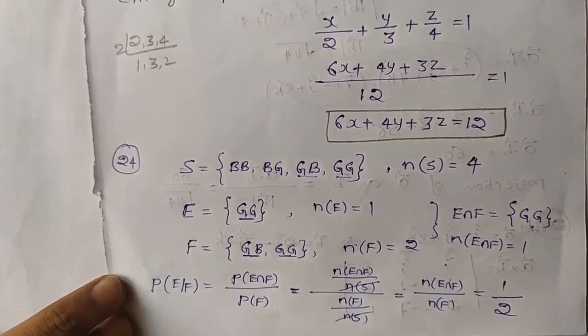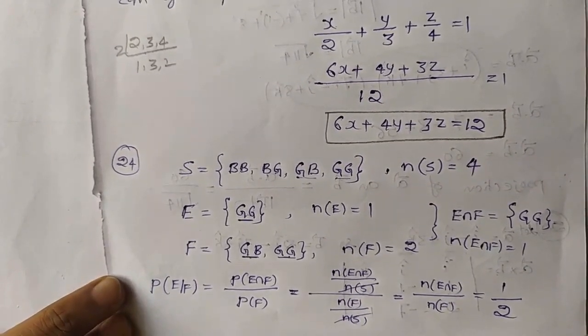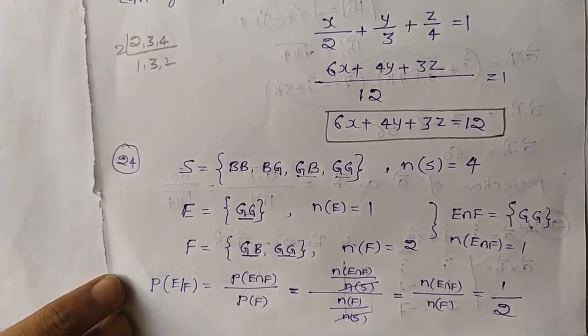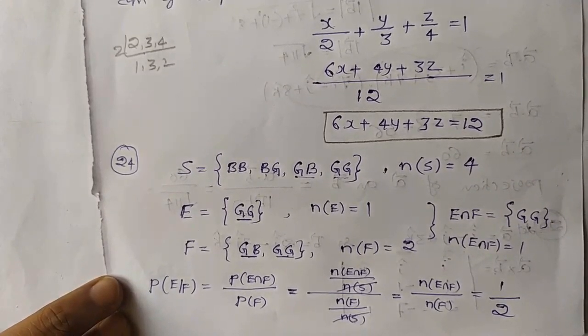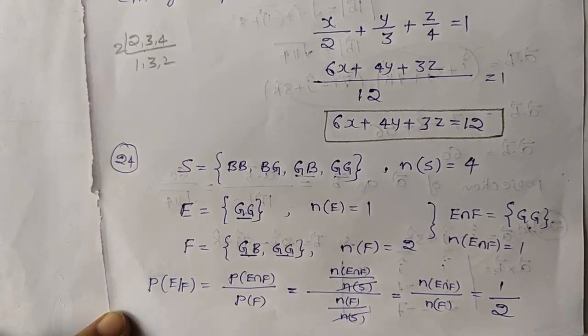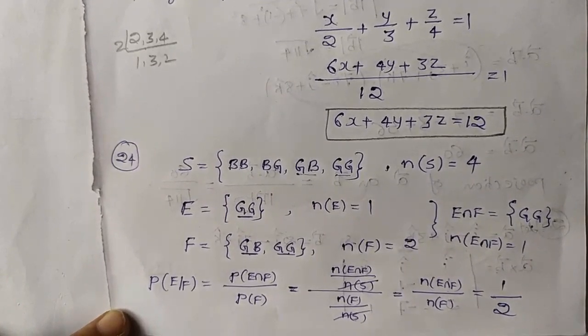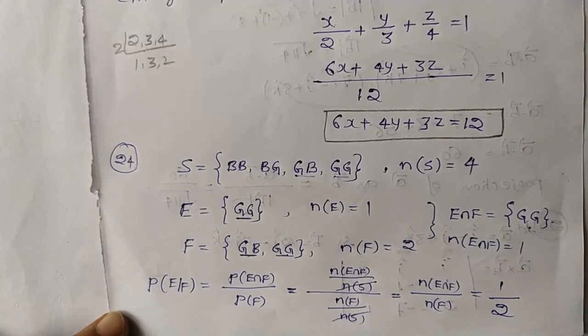Hence the conditional probability of both are girls given that the youngest is a girl is 1 by 2, that is 0.5. Hence it is the solution for this 24th question. Hence we have solved 24 questions in this question paper.